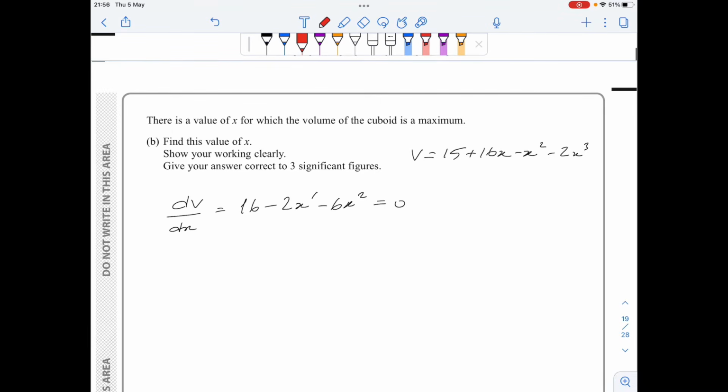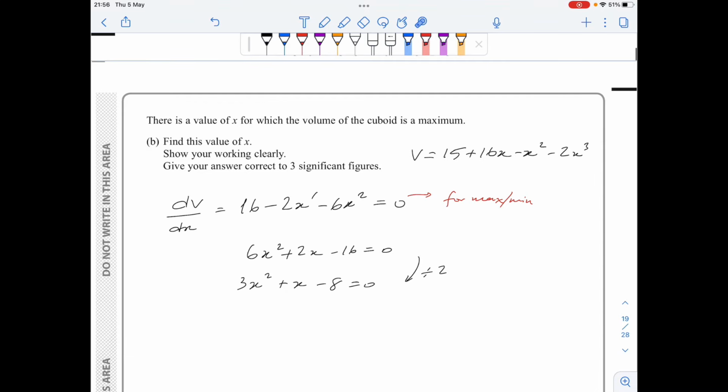The reason is because I'm looking for a maximum or a minimum. So let's rearrange this one. I've got a positive x squared coefficient, 6x squared plus 2x minus 16 equals 0. I'll divide this by 2: 3x squared plus x minus 8 is equal to 0. I will not attempt to factorize this one.